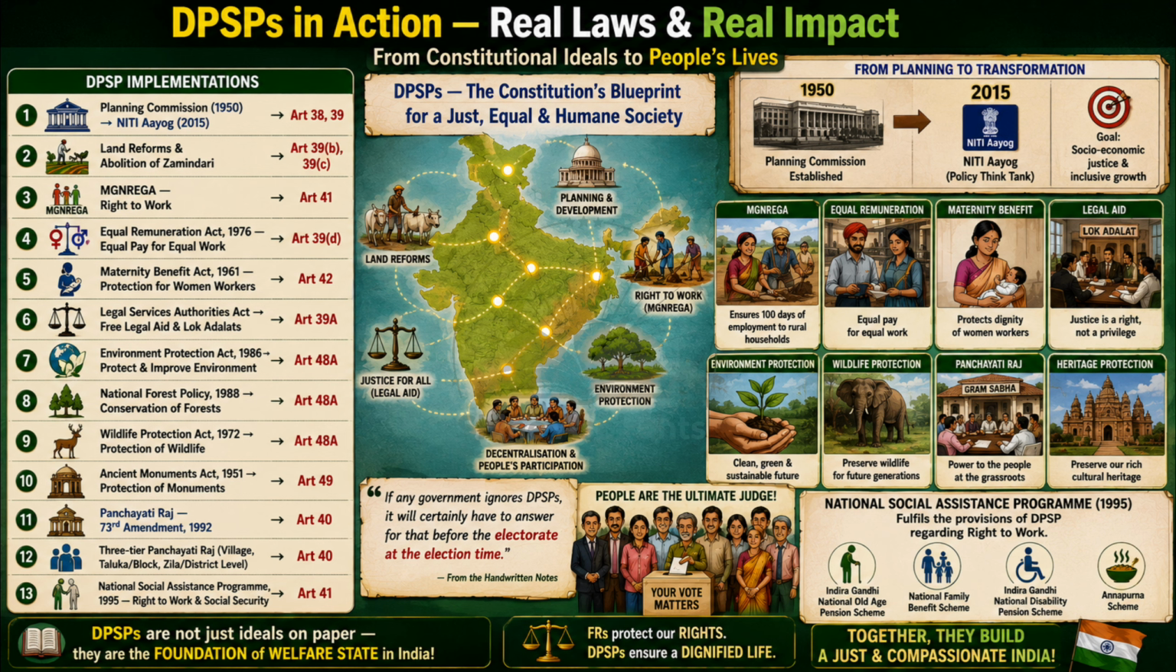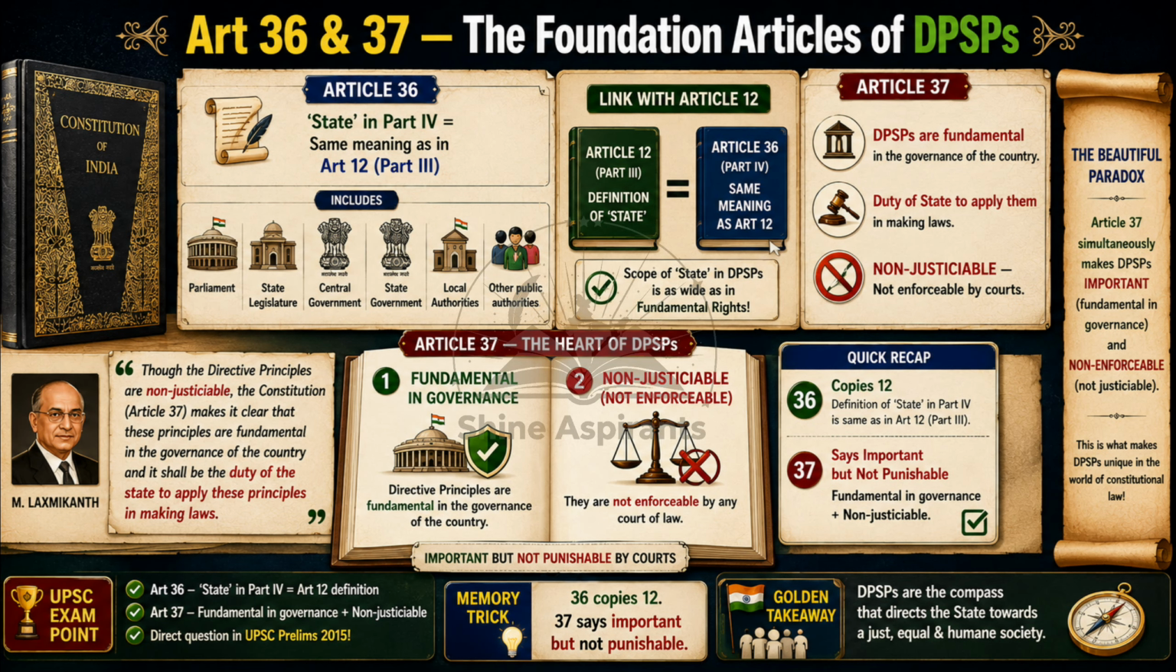Labor laws. Minimum Wages Act, 1948, Payment of Bonus Act, 1965, Contract Labor Act, 1970, Equal Remuneration Act, 1976, Maternity Benefit Act, 1961, all inspired by Articles 42, 43, 39d. MGNREGA. The Mahatma Gandhi National Rural Employment Guarantee Act ensures 100 days of employment to rural households, directly fulfilling Article 41. National Social Assistance Program launched by Government of India on 15 August 1995 fulfills the provisions of DPSP regarding right to work.